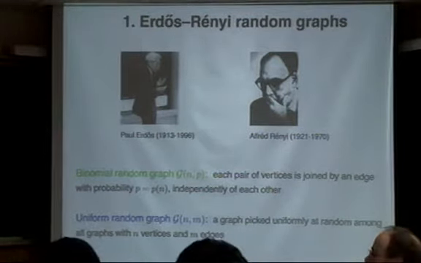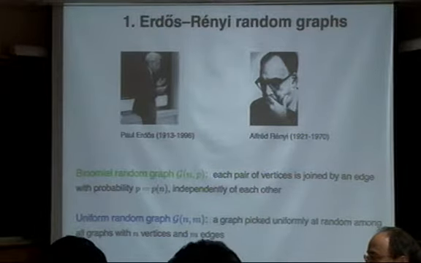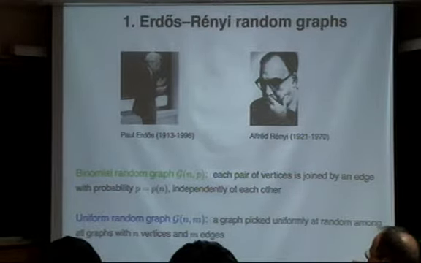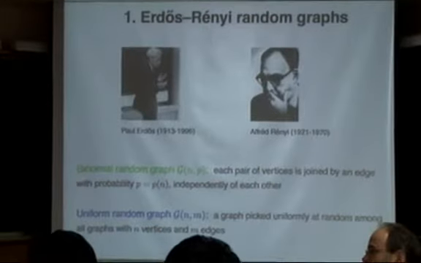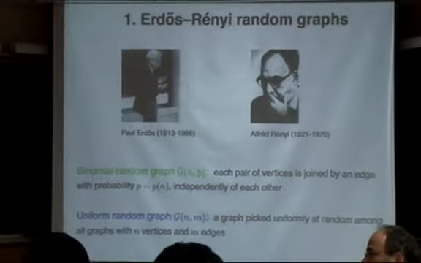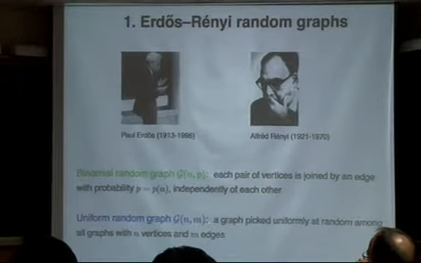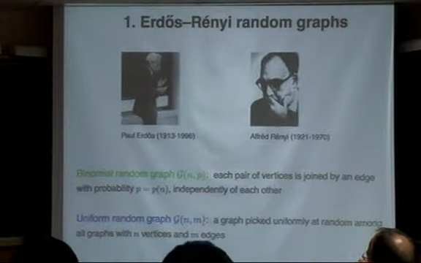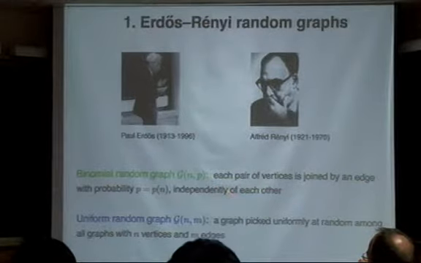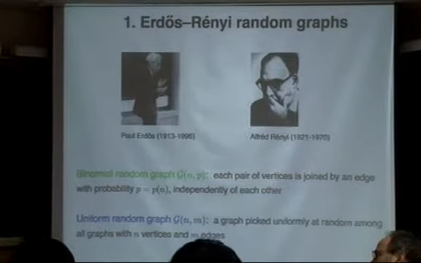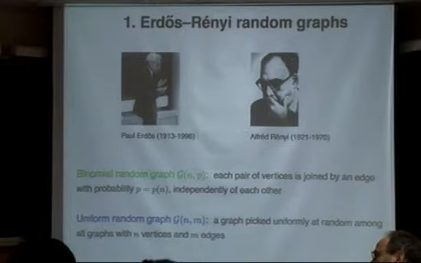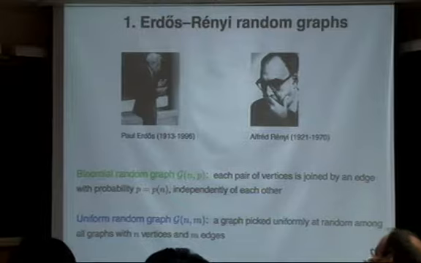These two models are, as you might guess or might not guess, essentially equivalent. I will not define what I mean by essentially, but they are essentially equivalent if the number of edges in the two models are similar. In other words, in the uniform model, the number of edges is fixed at m. So if m is about the average number of edges in the other model, namely n choose 2 times p, then the two models are essentially equivalent. So you can study one model and translate the result in terms of the other model.